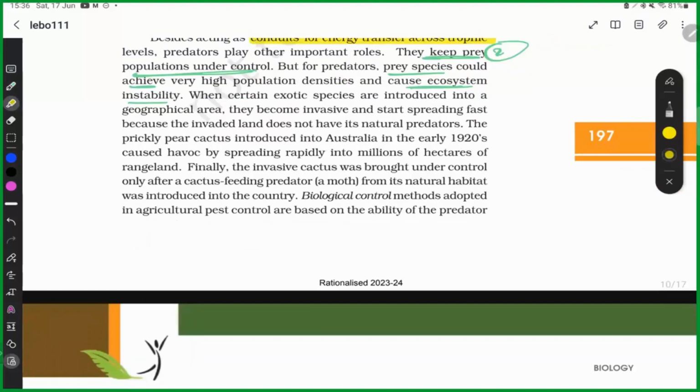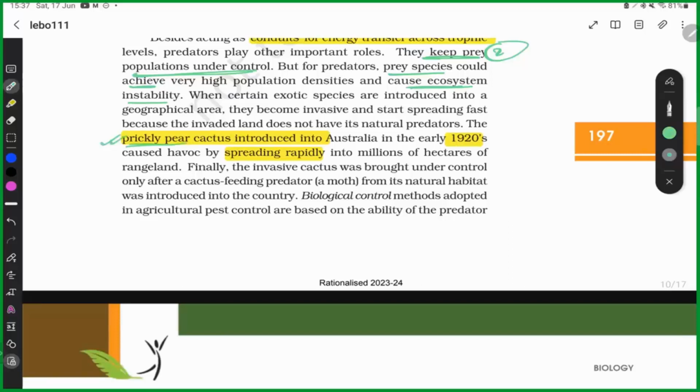When we introduce a new species to a geographical area in which there is no predator of that species, the new species will grow rapidly because there is no predator. In the early 1920s, prickly pear cactus was introduced in Australia. Newly introduced, so there will be no predator of this species. So it caused havoc by spreading rapidly. Just remember this example.